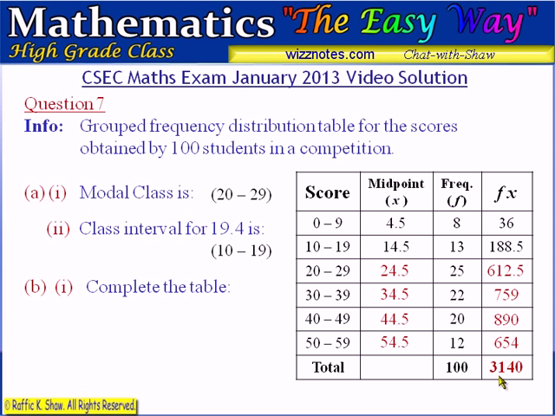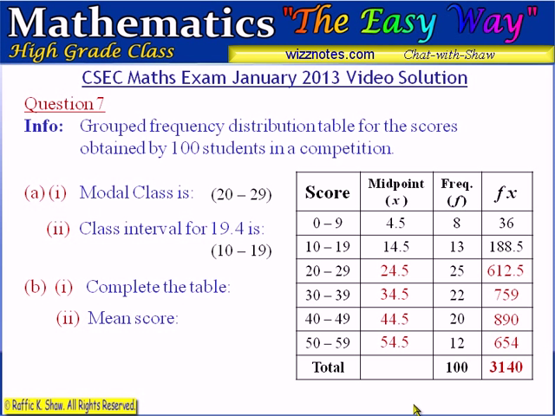3,140 and represents an estimate of the total score by the 100 students. This 3,140 is an estimate of the total score of the 100 students because, for example, here, this 36 represents an estimate of the total score of the 8 students in this group, and the estimation is made by assuming that all 8 students in this group had a score of 4.5. And so we have now completed the table.